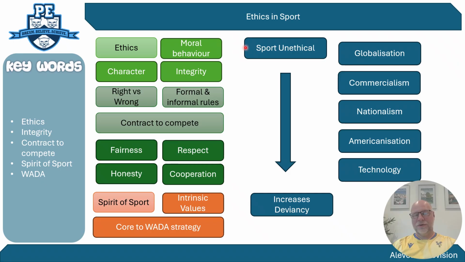But essentially, sport is unethical, and it's very difficult, a sort of pipe dream, to have fully ethical sport. And because sport is essentially an unethical thing, it leads to deviancy, because if it was ethical, we wouldn't have deviancy. These are all the concepts of why sport is unethical, and we don't need to go over it all now because we've literally touched on it already. But we've got the concept of globalization, commercialization, nationalism, Americanization, technologies. All these elements lead to people becoming unethical and therefore increasing their deviancy.